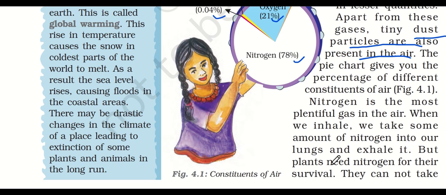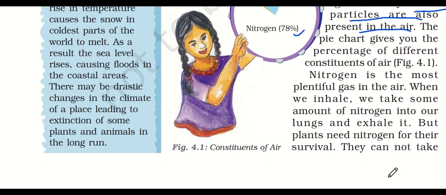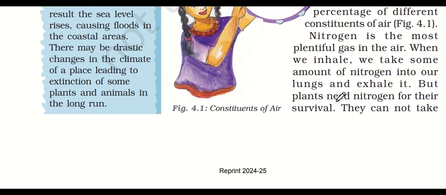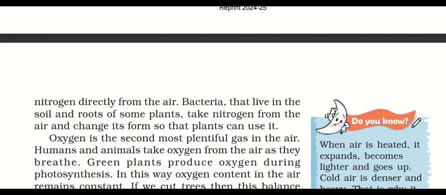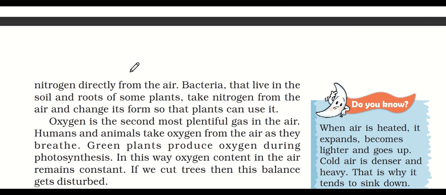But plants need nitrogen for their survival. They cannot take nitrogen directly from the air. Bacteria that live in the soil and roots of some plants take nitrogen from the air and change its form so that plants can use it, changing it into ammonia and nitrates.